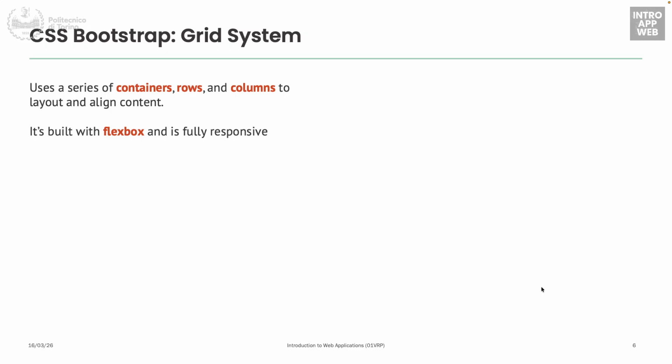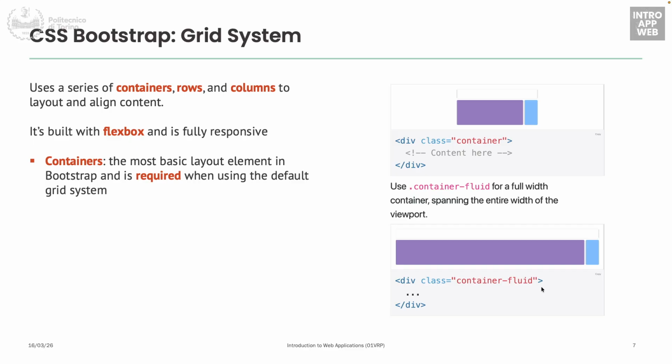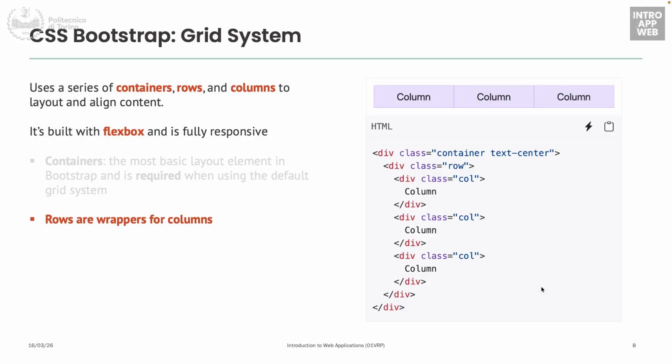Okay, it basically works as we have already seen that Flexbox works. So it has concepts that we are already familiar with, such as the columns, such as the rows, and that's all. We said that the containers are the most basic layout element to use the grid system that Bootstrap provides to us. So we always start with the container, and within the container we create the rows, and within the rows we create the columns. Okay. So it basically will work like this. We will first declare the container. Within the container we declare the rows, and within the rows the columns. Okay.